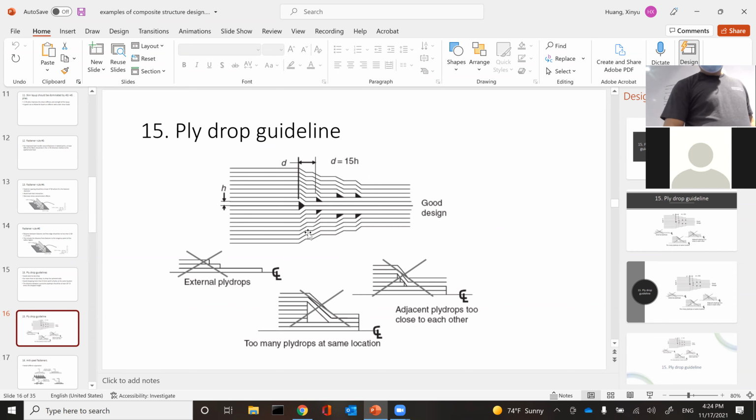If you look at the midplane, the upper half and lower half are symmetric. You drop from either side to get the desired thickness reduction. And that's a good design. Drop symmetrically.